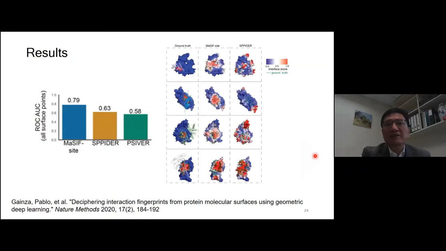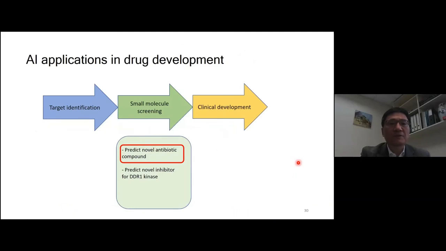And in this case, of course, I showed you the results, and we have, for example, MaSIF-site and SPPIDER, and so we have the typical details on the protein molecular surface using this geometric deep learning approach. And so we will know what the potential drug targets of the protein are, and then we can predict the potential binding of a small molecule with the small molecule data bank, or we can even use virtual screening.